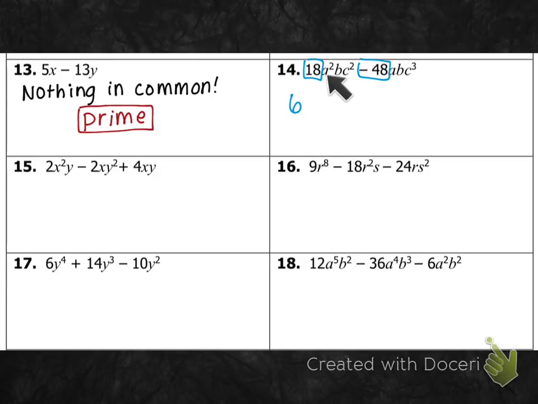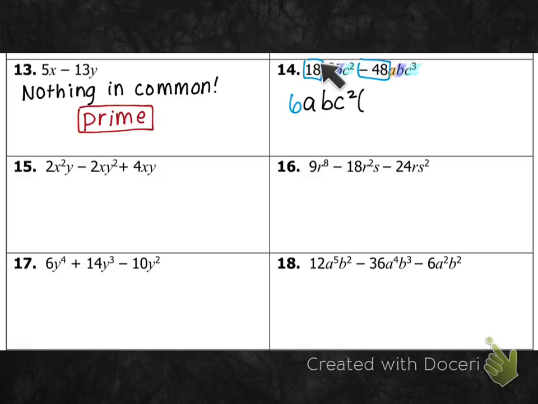So 6. We have an a squared and an a. Remember, we always take the smallest with the exponent, so we have an a squared and a. A is smaller, so we're going to just take out an a. We have a b and a b, so we're going to take out a b. And then we have a c squared and a c cubed. C squared is smaller, so we're going to take out the c squared.